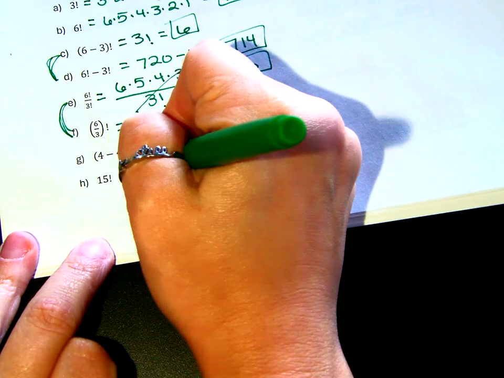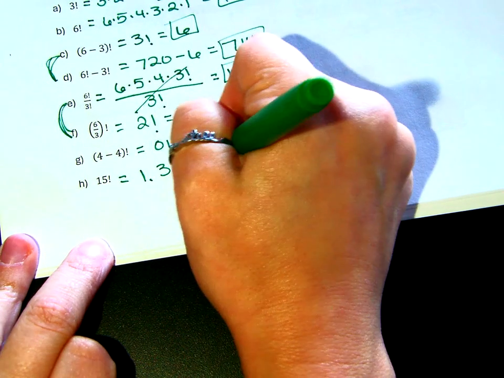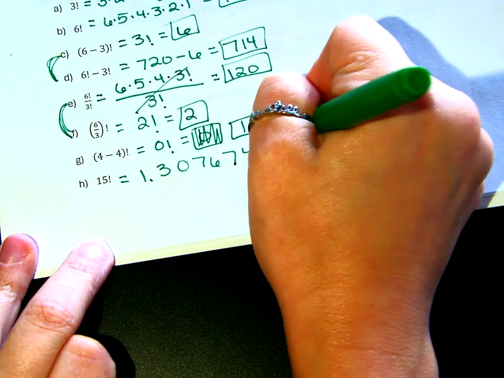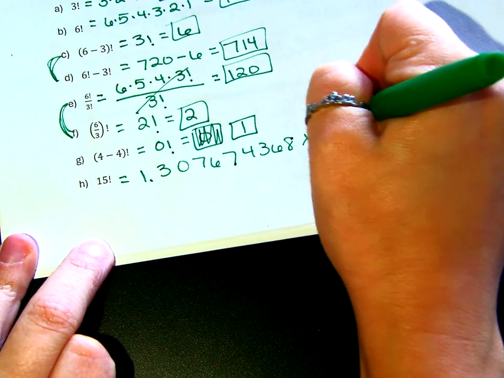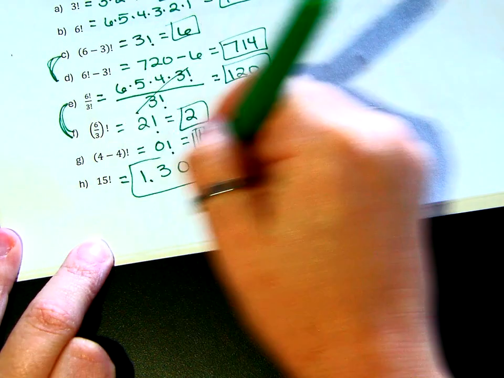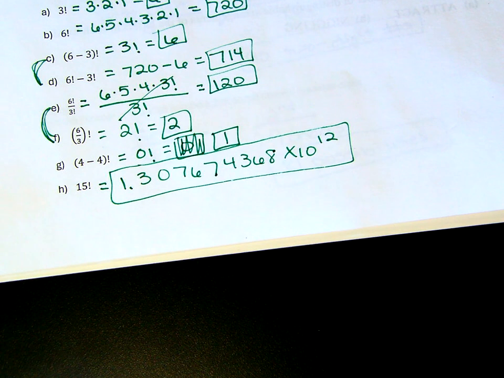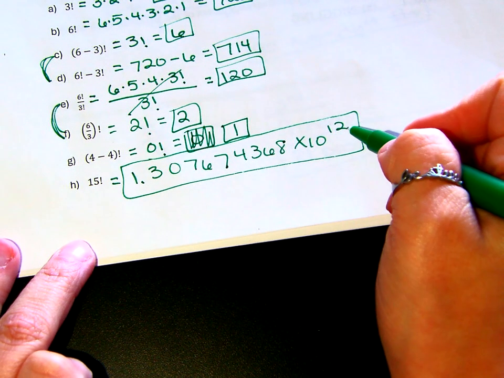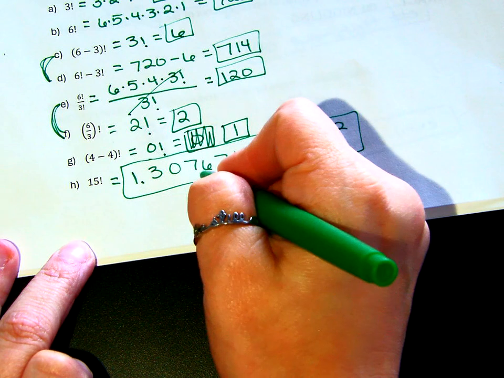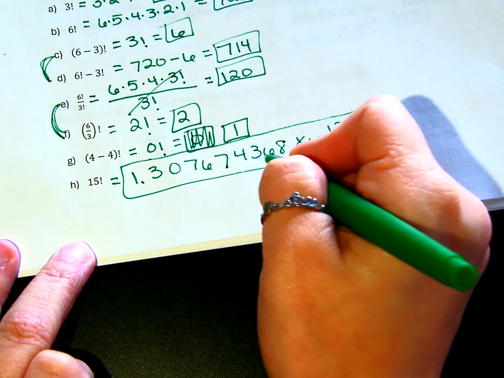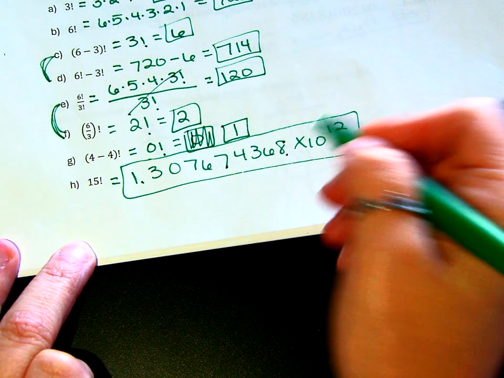1.307674368 times 10 to the 12th power. Nice big old honkin' number. Gets large very quickly. Is it actually 1 point that many? Yeah, because this is times 10 to the 12th power, so we'd go 1, 2, 3, 4, 5, 6, 7, 8, 9, and then we'd go 10, 11, 12. So it's a massive number.